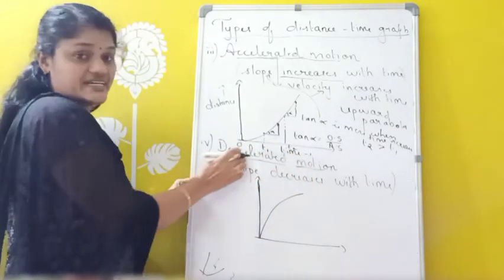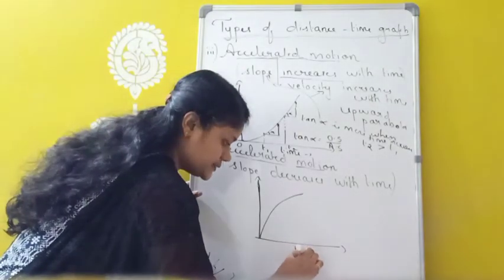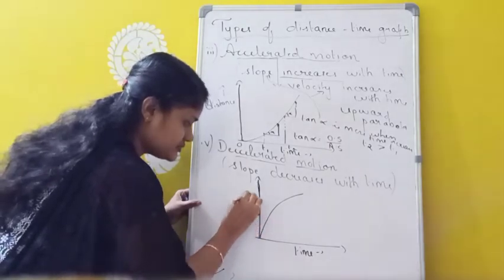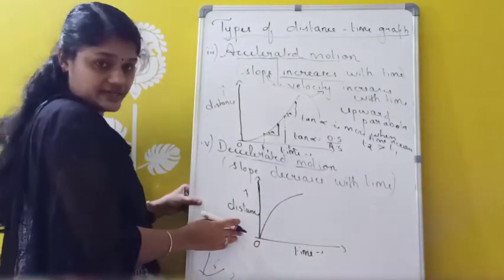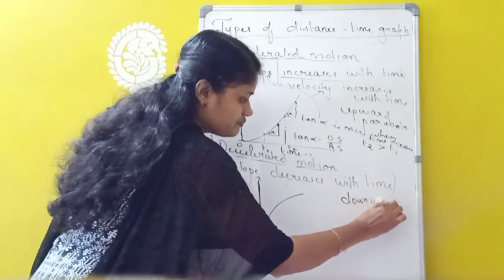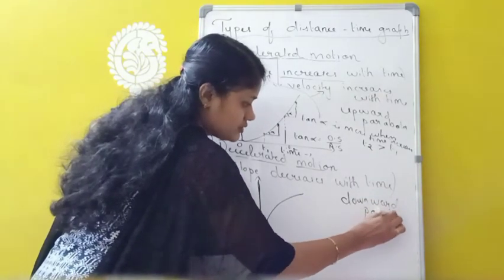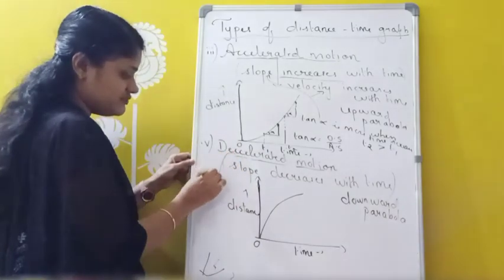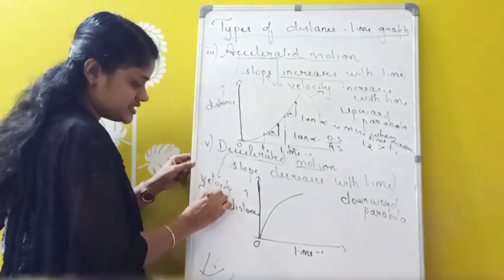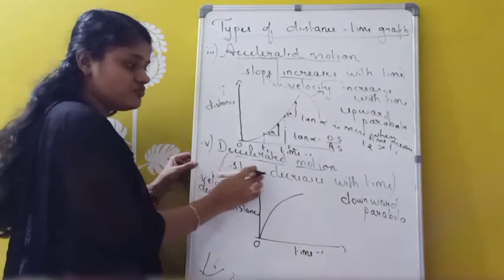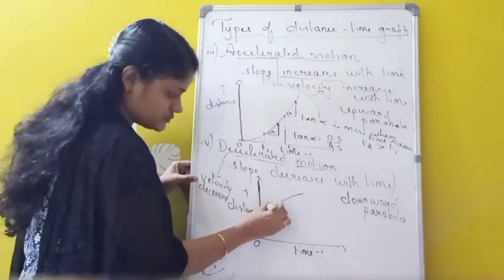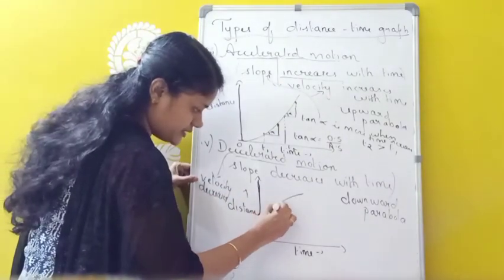So this is the graph for decelerated motion. So here we have taken time, and here we have taken distance, and this is the origin, and this graph will be a downward parabola. So decelerated motion means velocity is decreasing with time. That means here slope will be decreasing with the time. Okay. So here I have taken 2 points. And I am finding the slope here.